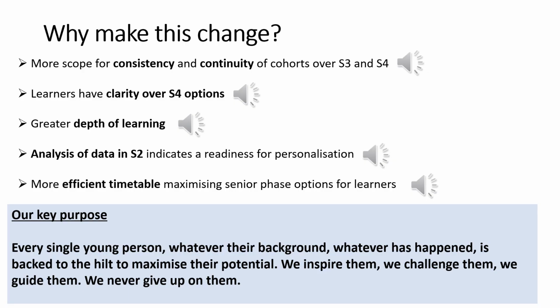When analysing data trends, most young people at Braes High School are working in Level 3 by the end of S2. This indicates a readiness for young people to move into a pathway in S3 that provides personalisation and begins to prepare them for achieving national qualifications by the end of S4. The proposed changes would also give us the potential for more senior phase options for young people to achieve and attain within by improving the efficiency of the overall school timetable.